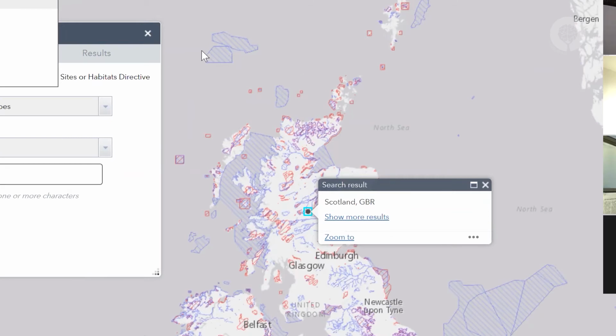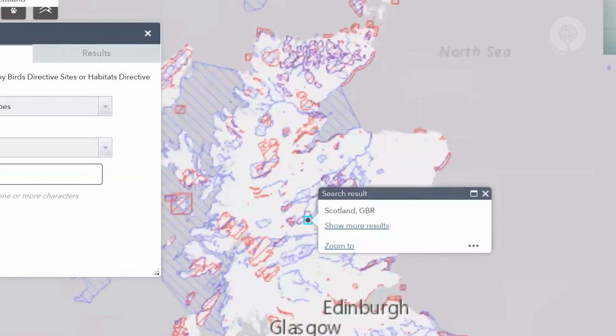So I've gone into Scotland, and the Natura 2000 viewer has found Scotland, which I'm very pleased about. And I'm now going to zoom into Scotland, and I'm going to look for a Natura 2000 site. Now, I might have one in mind. I might have an interest in a particular species, so I would type that species into the search box there. But as it is, I'm just going to use the zooms because I'm going to be going on a little tour of Scotland to try and find some interesting Natura 2000 sites.